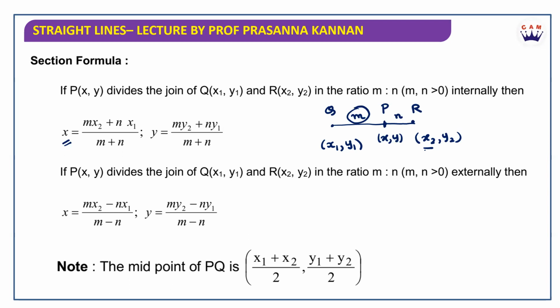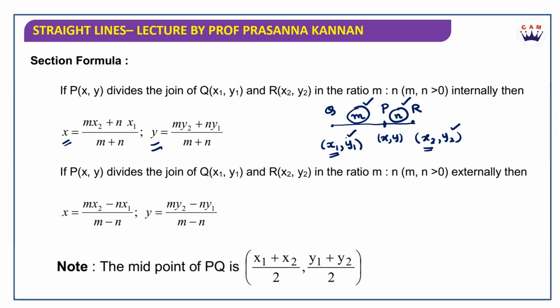Then x is given by m into x2 plus n into x1 divided by m plus n. Similarly, the coordinate of y is given by m into y2 plus n into y1 divided by m plus n. So this will give you the required point which divides the line joining the points Q and R in the ratio m is to n.